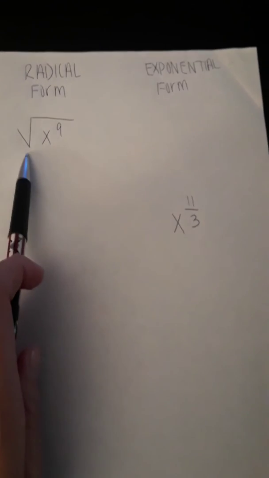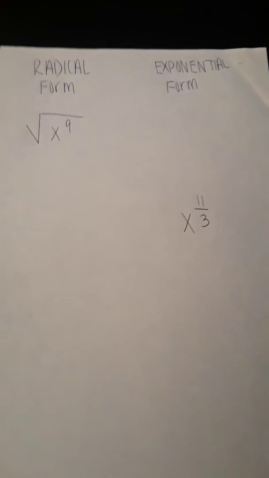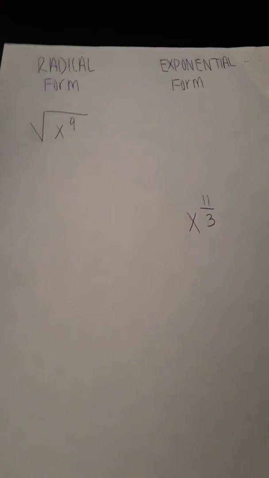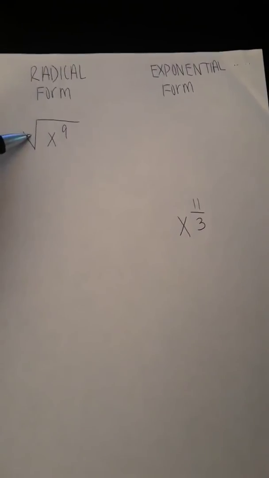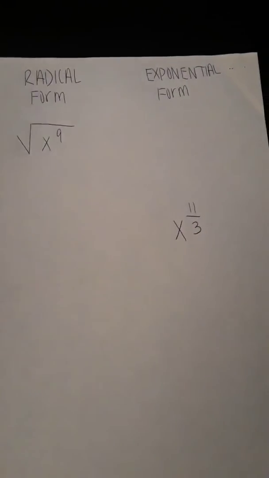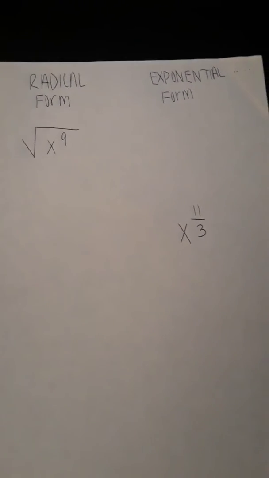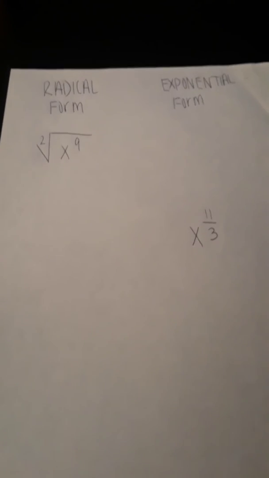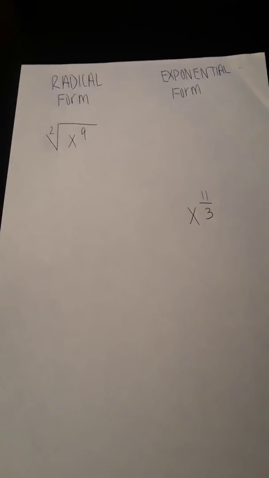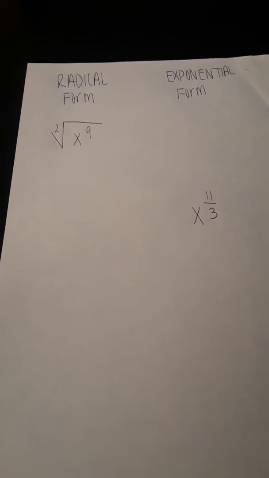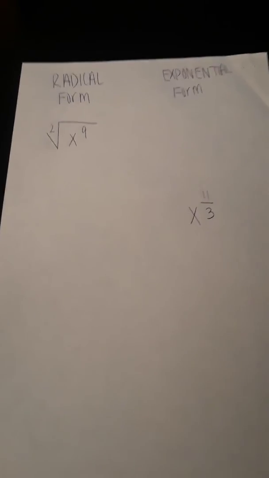Now, being that this is a square root, it's because there's no number here implying something else. If there was a 3 there, it would be a cube root. So since there's no number there, it's a square root. So I'm going to put a little 2 there to remind you that it is actual square root. Now, it's x to the 9th and the square root of it.